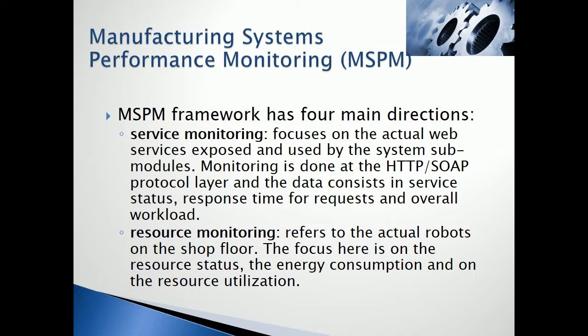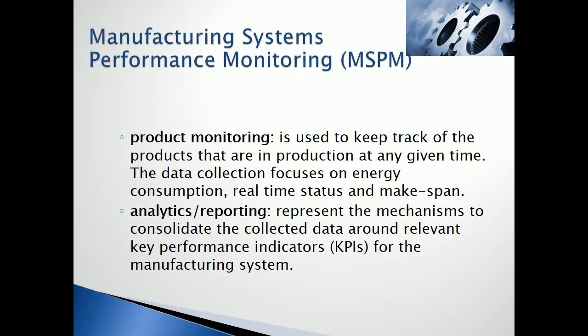Manufacturing systems performance monitoring, MSPM. Product monitoring is used to keep track of the products that are in production at any given time. The data collection focuses on energy consumption, real-time status and makespan. Analytics and reporting represent the mechanisms to consolidate the collected data around relevant key performance indicators for the manufacturing system.